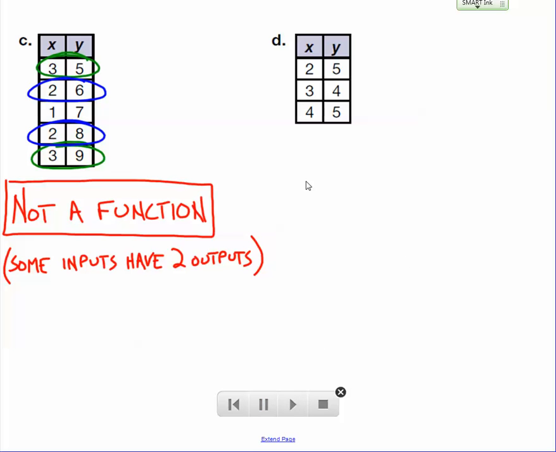What about here on example D? Every time I put in 2, I've got to get 5. If I see another 2 down here, it better be 5, but I don't even see 2 being put in. So every time I put in 2, I get a 5. Every time I put in a 3, do I get 4 out? Yes. Every time I put in a 4, do I get 5 out? Yes. This is a function. Each input, 2, 3, and 4, has one output. Every input has one output.